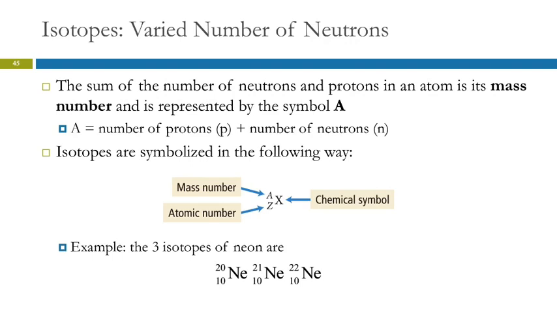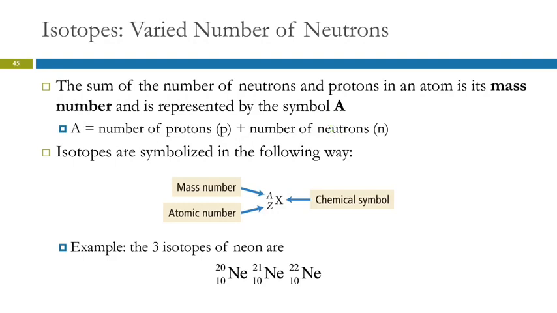So when we add up the number of neutrons and the number of protons in an atom, that gives us the mass number. It's the number of massive particles. The electrons are so small that we can just kind of ignore them in terms of mass. But the mass number, we count up how many neutrons and protons there are. That's given the symbol A.